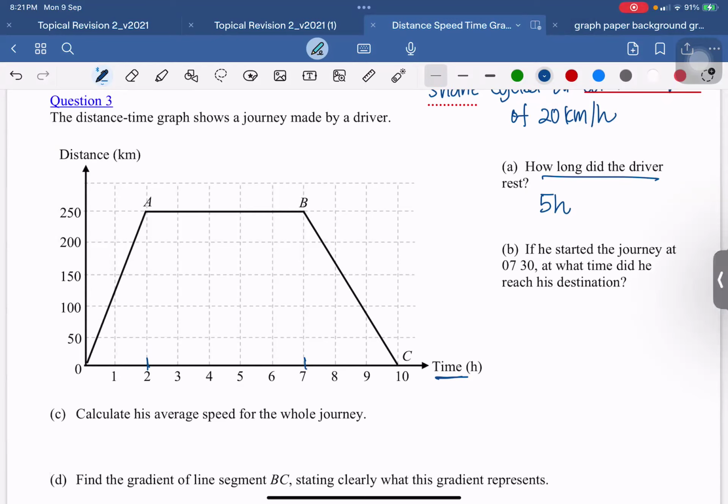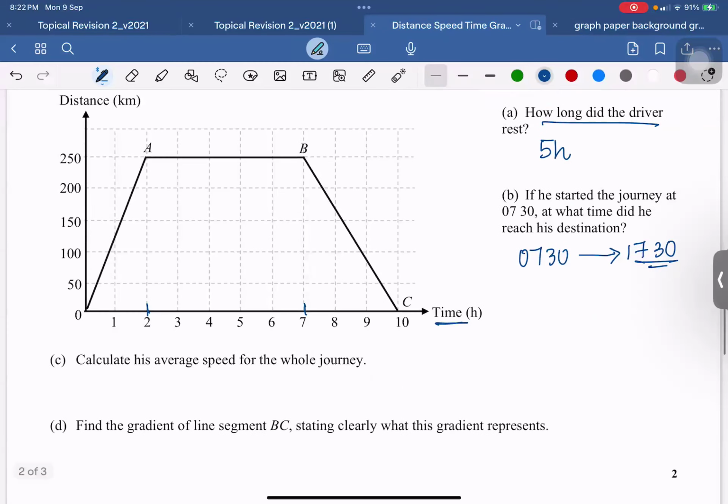Okay. If he starts the journey at 7:30, what time did he reach his destination? How long did he drive and then after that come back again? How many hours in total? 10 hours, right? So it started at 0730. 10 hours later, it becomes 1730. So 5:30, then he comes home. Okay, so the answer is 5:30.